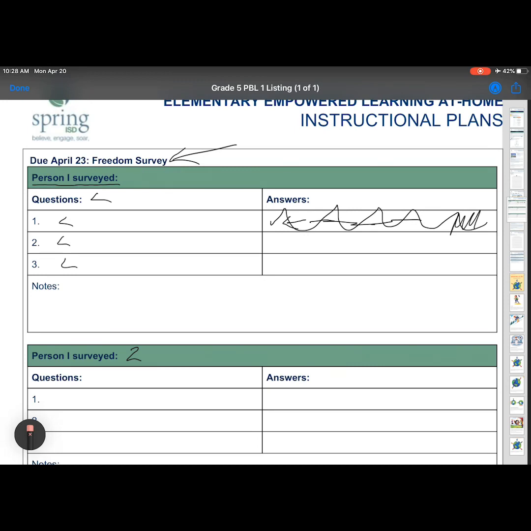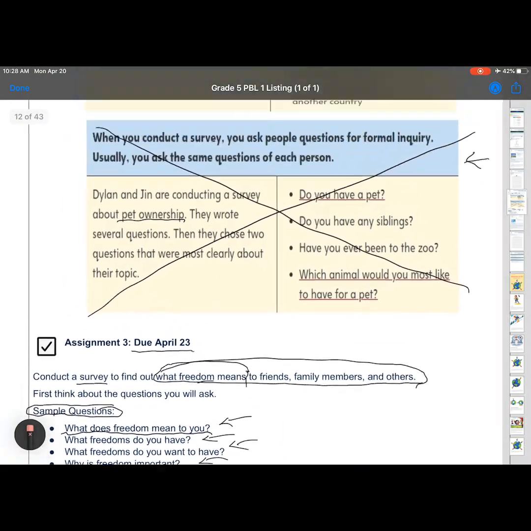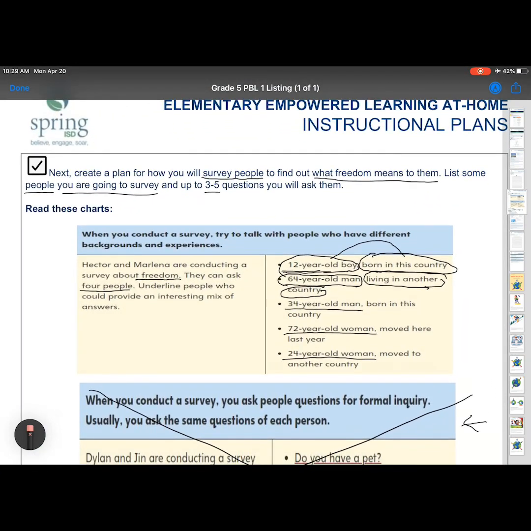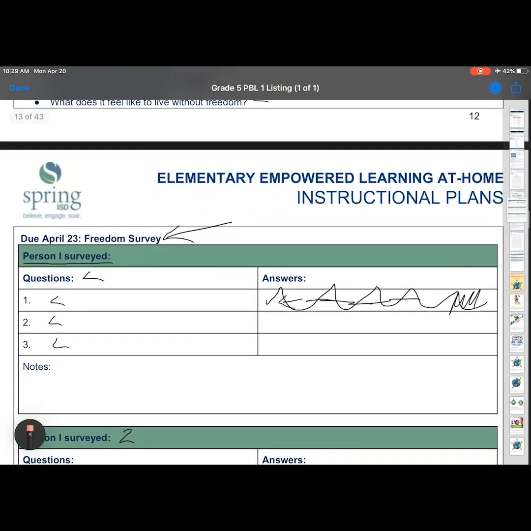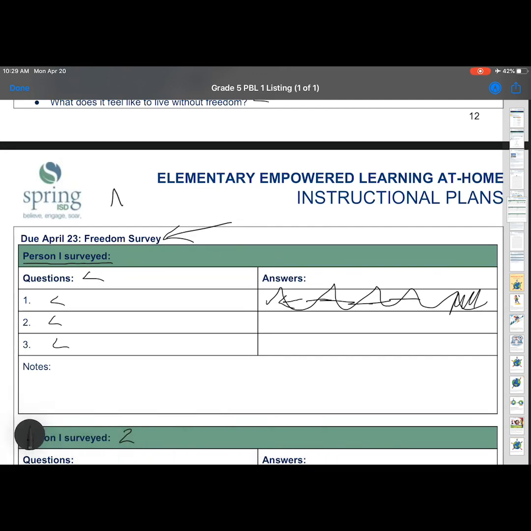Okay. So once you have, well, let me look again and see how many people they said. We're going to be asking people you're going to survey. It doesn't say how many you're going to survey, but let's say, ask at least 3 persons.